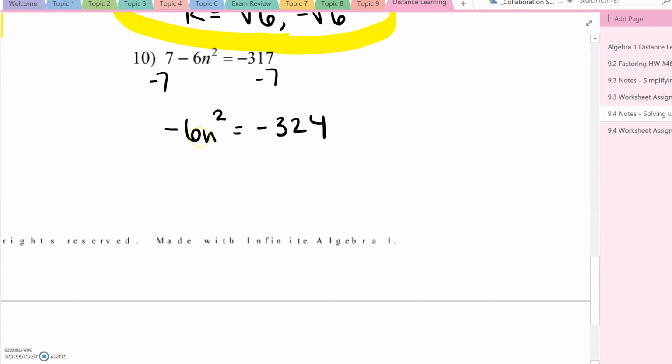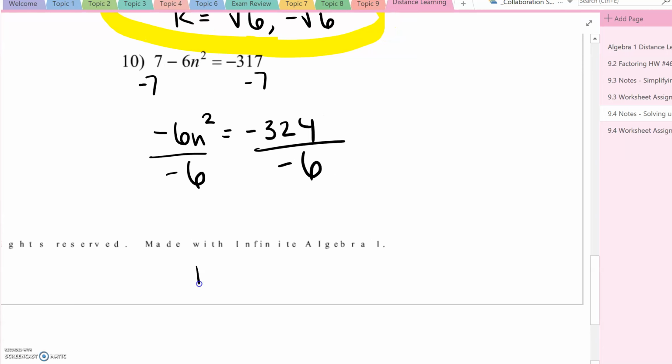All right, so we want to still get n by itself. That's our end goal. That's been our end goal this entire notes page. So how do we get rid of multiplying by negative 6? It's been negative 6 a couple times on this, hasn't it? It can be any number, but we're going to divide by negative 6. So we're going to get n squared equals, because these negative 6's cancel each other out, a negative divided by negative is a positive, and we get 54.